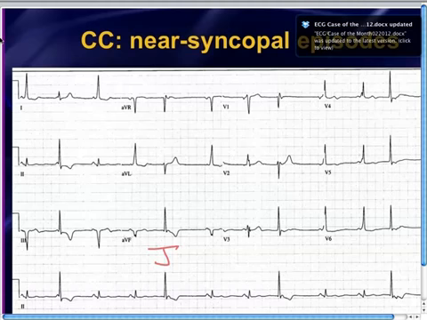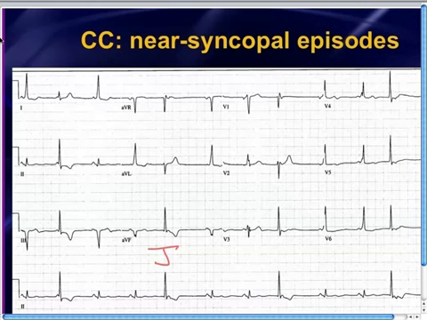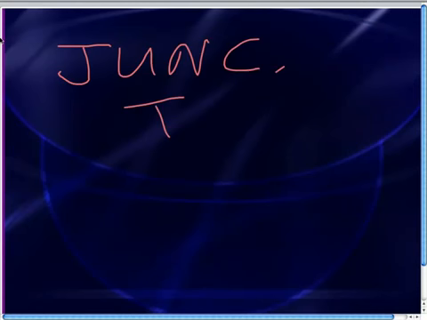So what you're looking at is a junctional trigeminy. It's that simple. So this is apparently sinus rhythm with junctional trigeminy. If you've never heard of that before, now you have. Every third beat is a premature junctional complex, so this is quite simply referred to as junctional trigeminy. So first of all, let's just write that down so we don't forget that. Junctional trigeminy. So that's the first part of the rhythm.